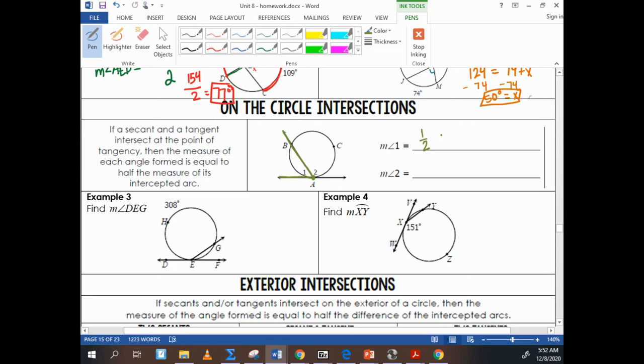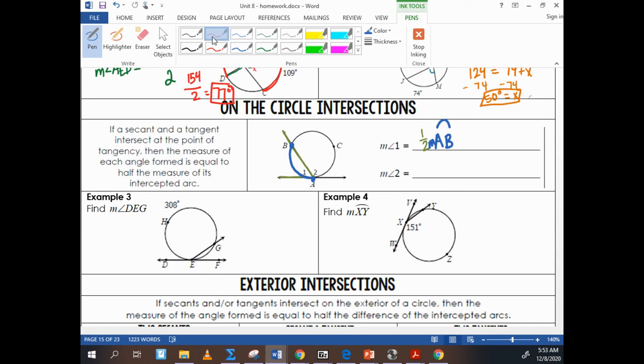All we have to remember, though, is that our intercepted arc, instead of going from the end points, goes from the end point of the secant, but our tangent only touches one place. So it's going to go the arc that's clear to the point of tangency, where our tangent line touched right there. So it's just going to be half of that arc between A and B, half of the measure of arc AB right there.